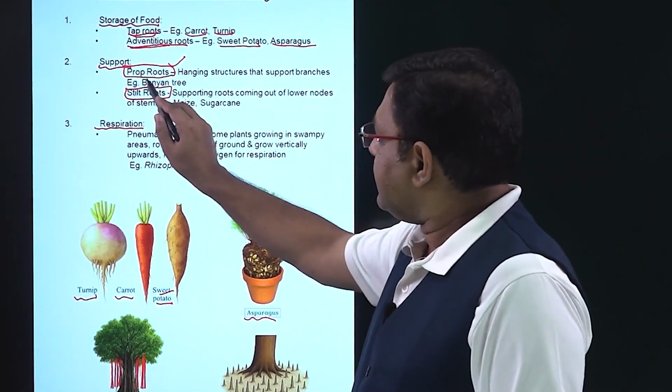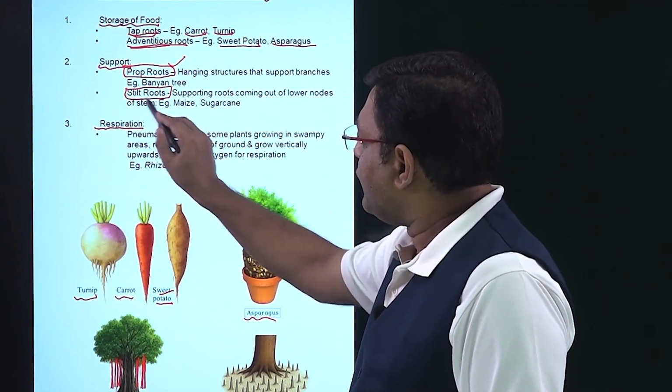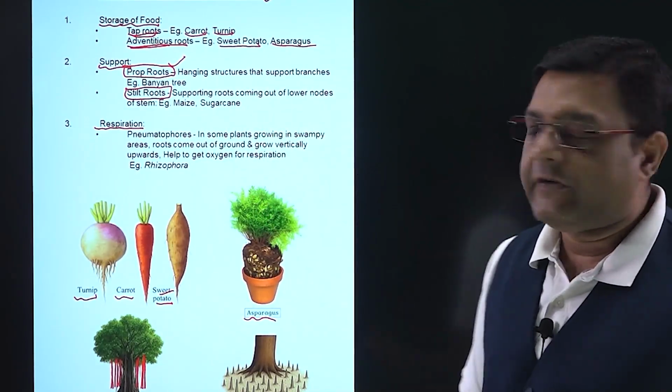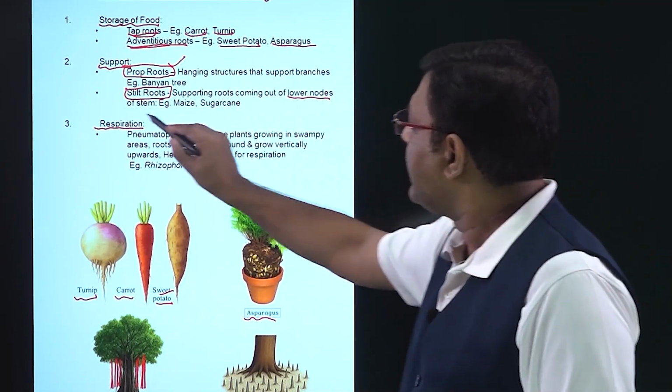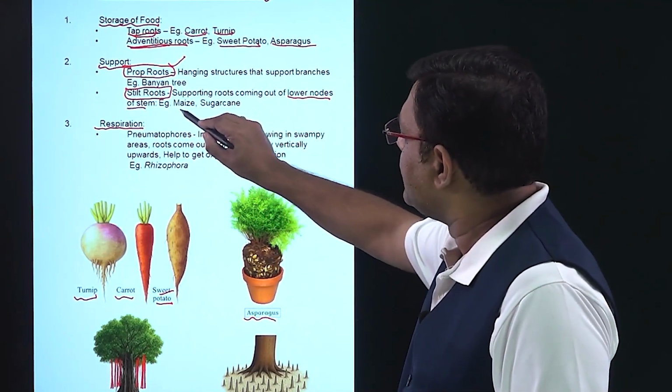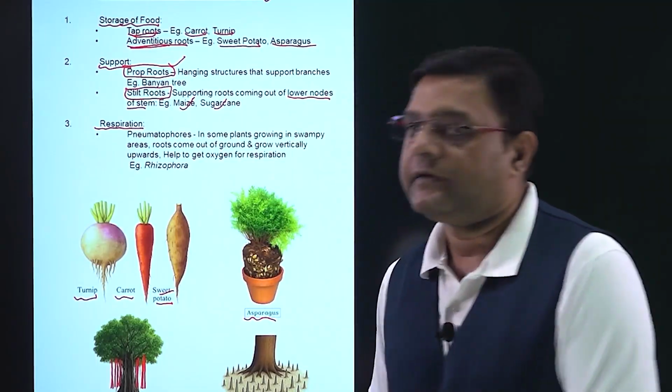The second roots which provide support are the stilt roots. Now these are the supporting roots which will come out from the lower nodes of the stem, and two examples of stilt roots are maize and sugarcane.